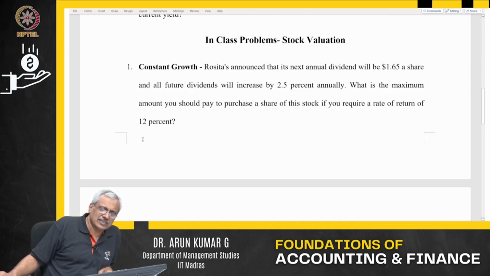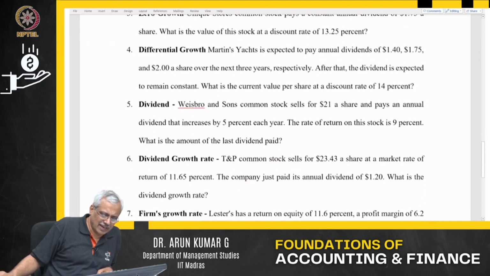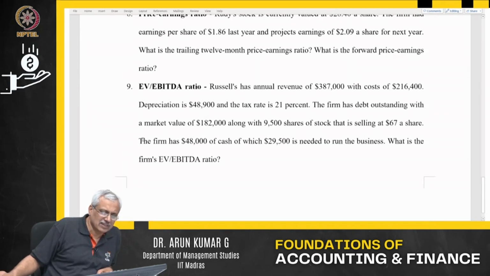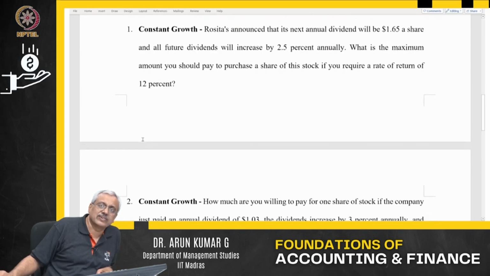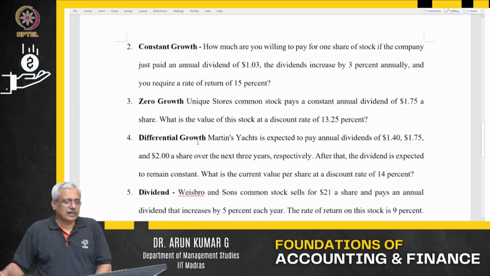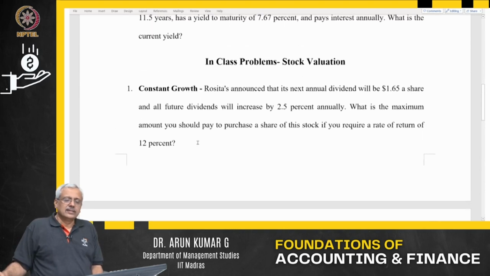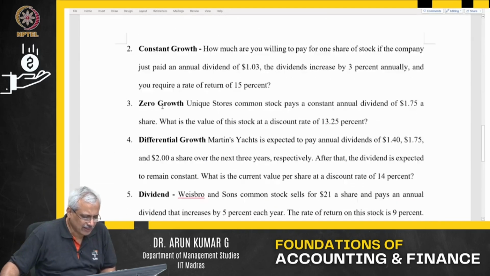Now let's go to some problems in stock valuation. I think I have a list of about 9 problems. I'll pick up about 3 or 4 from this and we will try and see if we can solve them. Let us look at the problems. First one, constant growth. Ignore it, you can solve it. I'll do the second one.